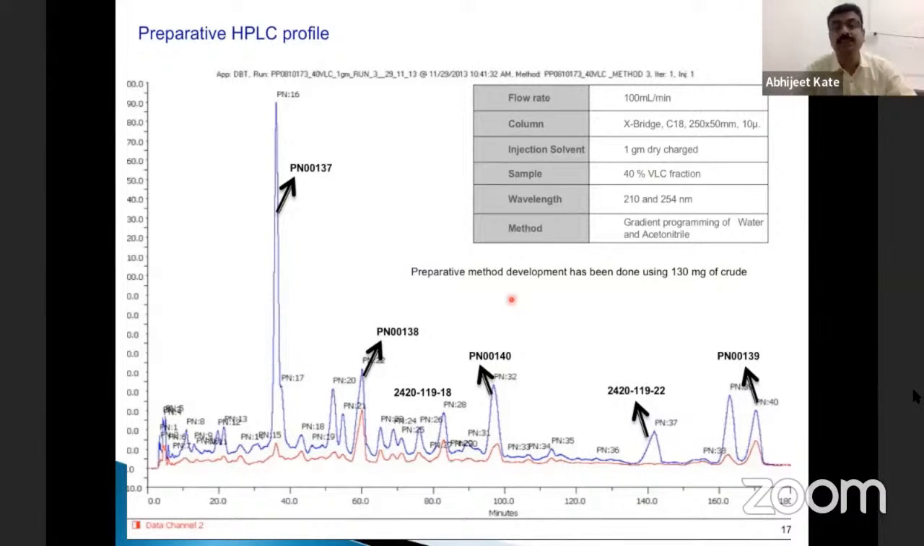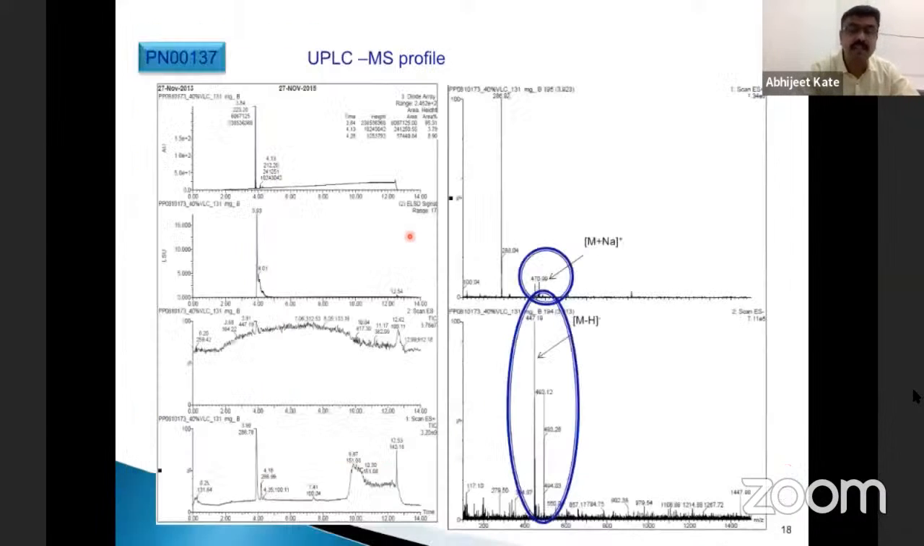And that is how we used to collect a good amount of sample or compound in pure form in one or two injections itself. So after purification also there are several steps, and I wanted to quickly highlight those that we generally go with.